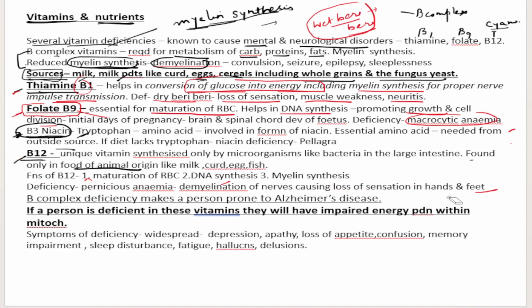Now, B complex includes a group of 8 vitamins in the B group. Deficiency of all these B complex vitamins can make a person prone to Alzheimer's disease. Another vitamin, vitamin B6, is involved in the production of the serotonin neurotransmitter.